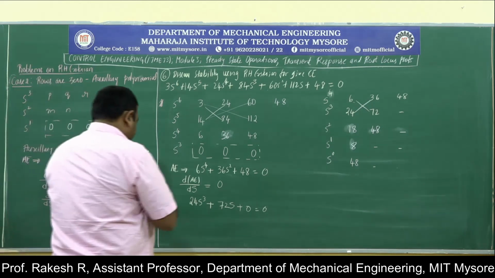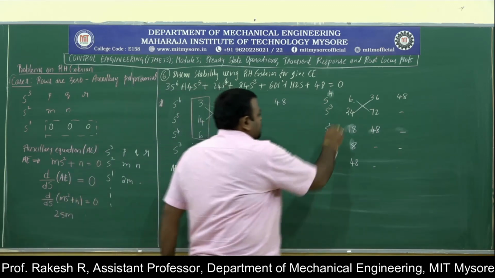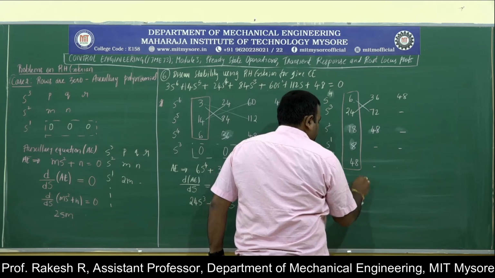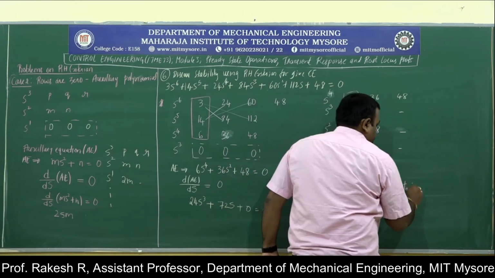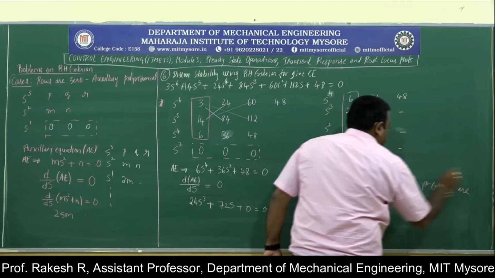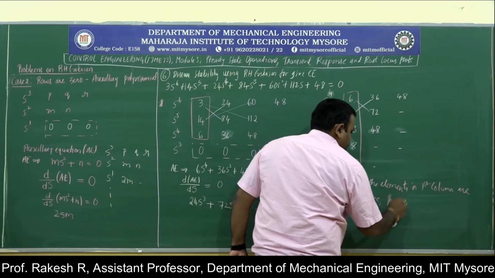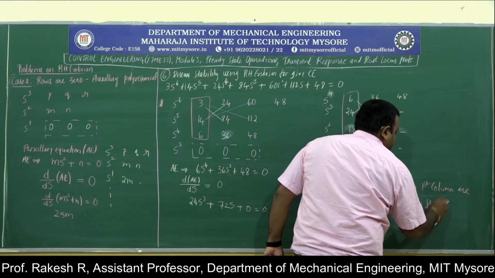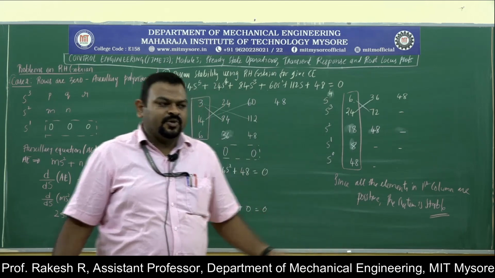Again, check the first column. Up to here it is positive. Here also it is positive. Since all the elements in the first column are positive, the system is stable. This problem will be asked for 6 to 8 marks.